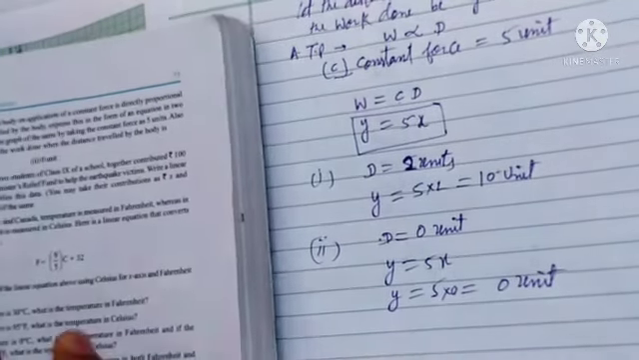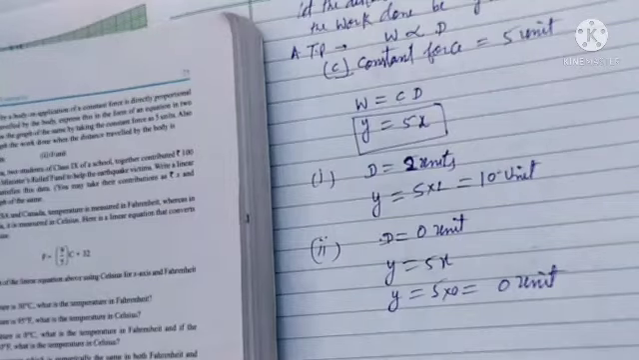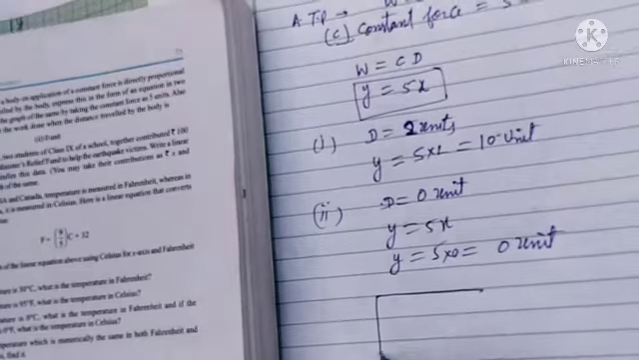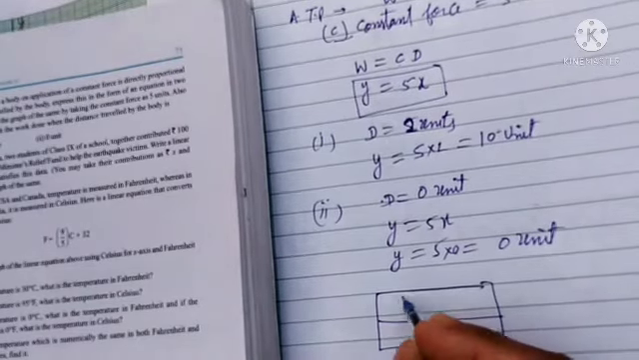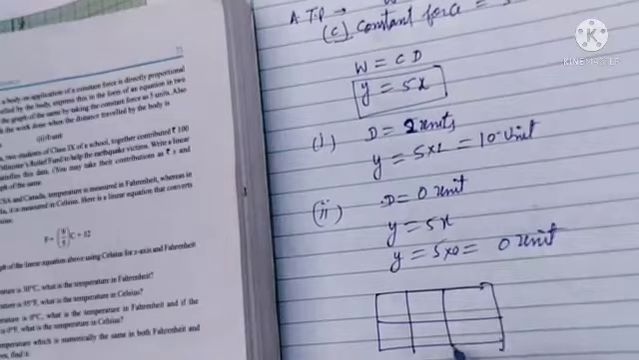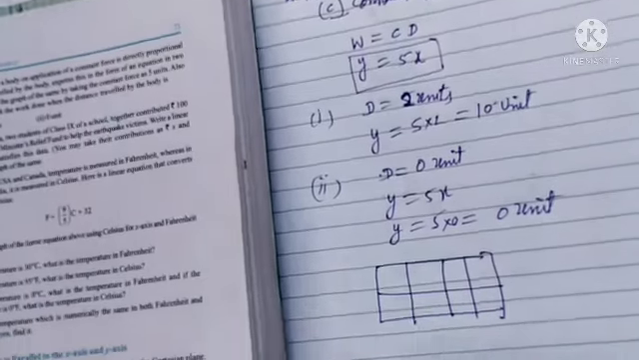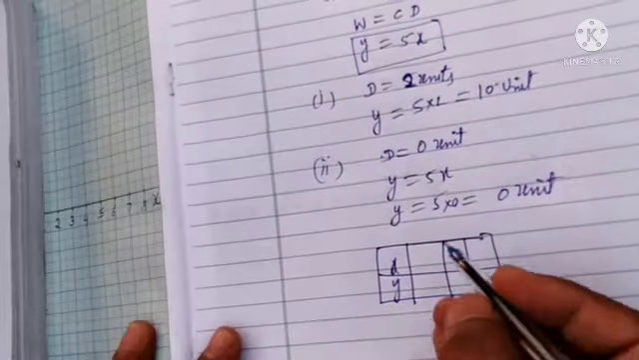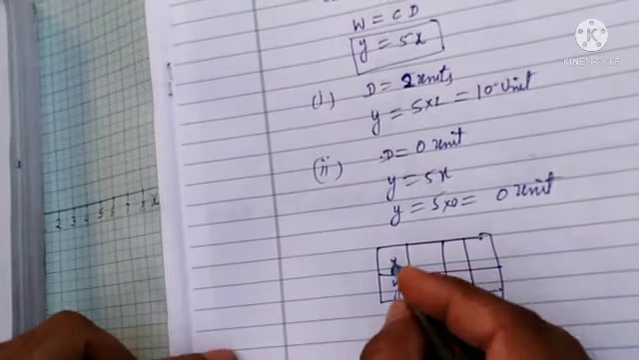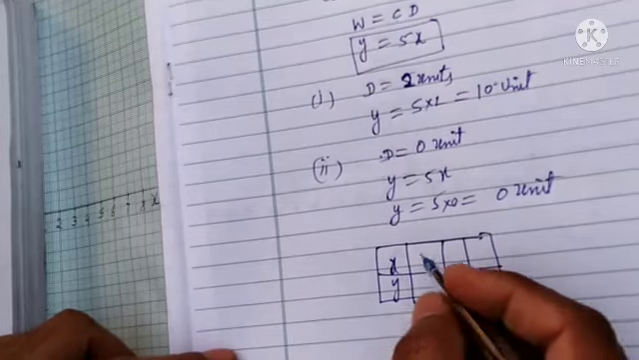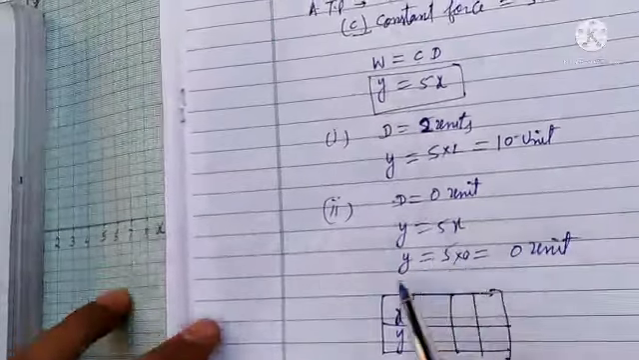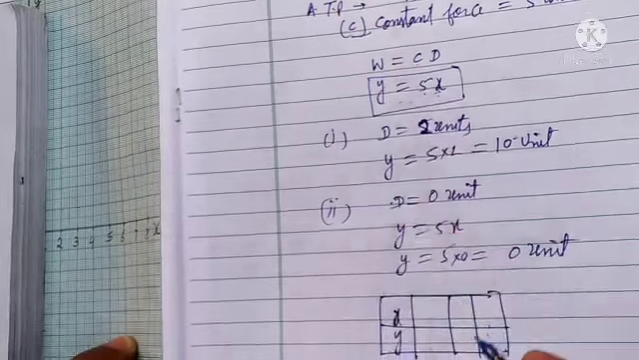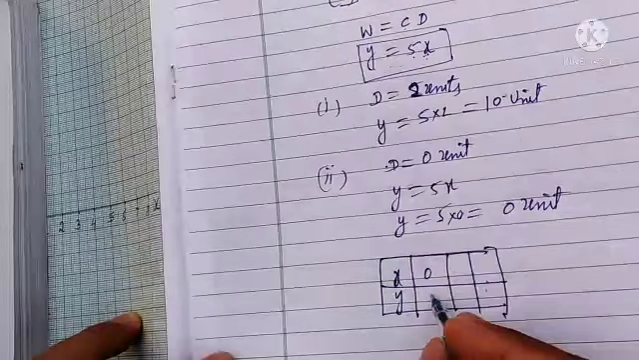After that we want to draw the graph. For this graph, you know that we draw a table with x and y. We can take three coordinates. The equation is y is equal to 5x. If x is 0, then 5 times 0 is 0, so y also will be 0.